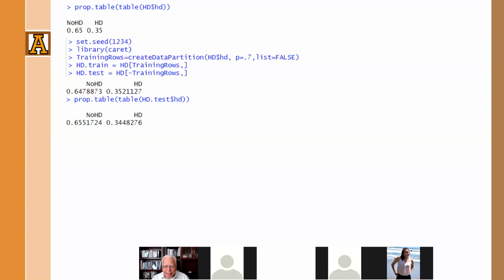And I split my data set the way we've been doing so far. I look at my proportions. I see here that the data is not balanced. That is, I have a lot more cases of non-heart disease than the cases with heart disease. And because I use the create data partition function, I maintain the proportions roughly the same in the training set and the test set.